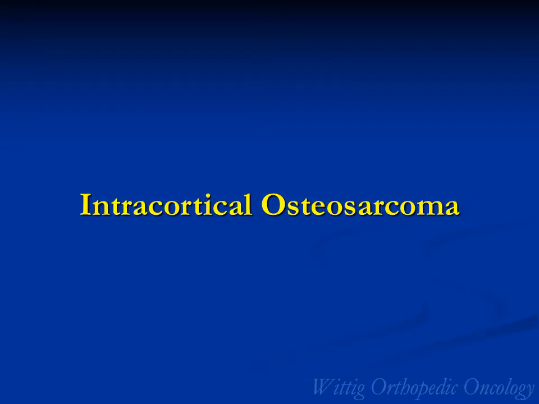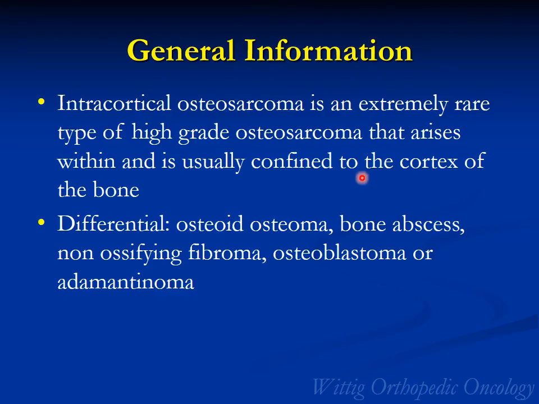Intracortical osteosarcomas are exceedingly rare tumors. An intracortical osteosarcoma is an extremely rare type of high-grade osteosarcoma that arises within and is usually confined to the cortex of the bone. Differential includes an osteoid osteoma, a bone abscess, a non-ossifying fibroma, osteoblastoma, and adamantinoma.